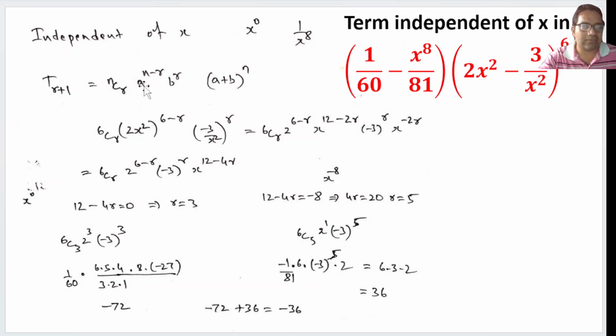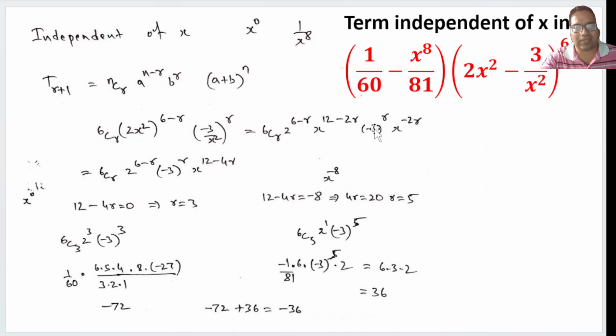Now what is a here? a is 2x^2. And what is b here? b is minus 3/x^2. Let us substitute a and b in this expression. nCr, that is 6Cr, and a^(n-r) that is (2x^2)^(6-r). And b is (minus 3/x^2)^r. This becomes 6Cr 2^(6-r) x^(12-2r), right? And this becomes (minus 3)^r x^(-2r).